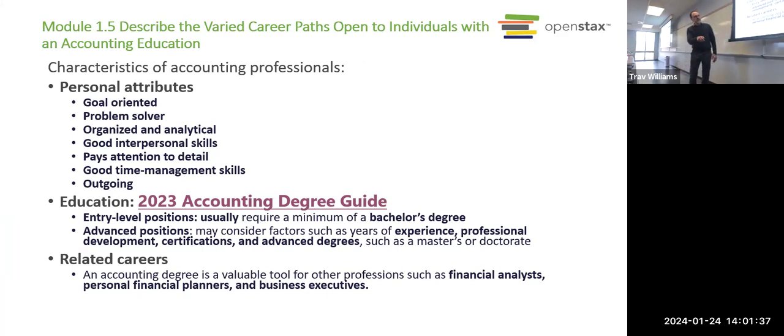Related careers, financial analysts. If you get an accounting undergraduate degree, one option is to go into being a financial analyst, a personal financial planner. That's kind of like what I used to do. Actually, I did used to be a financial planner. Business executives, there are many ways you can go with an accounting degree that are not even in accounting. Okay, what questions do you have?